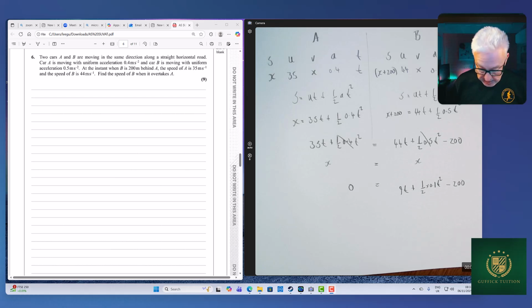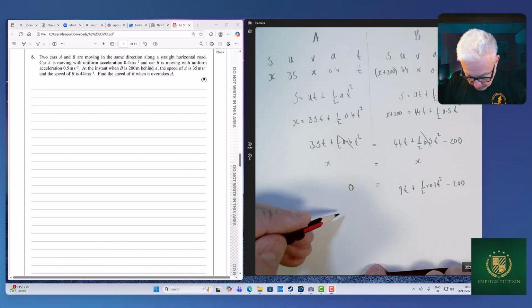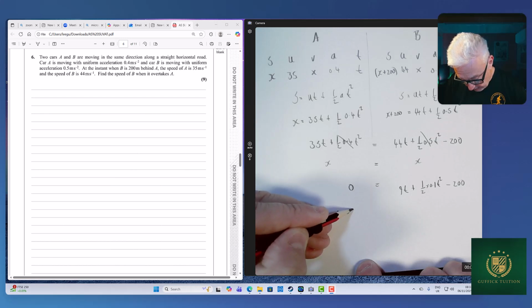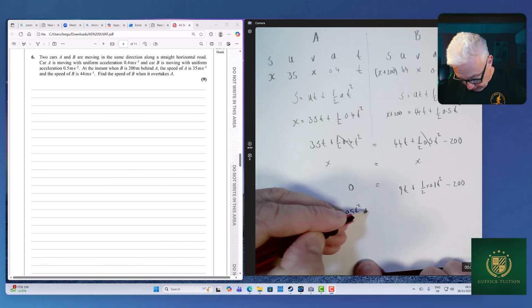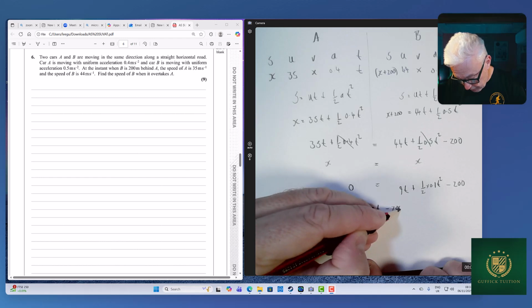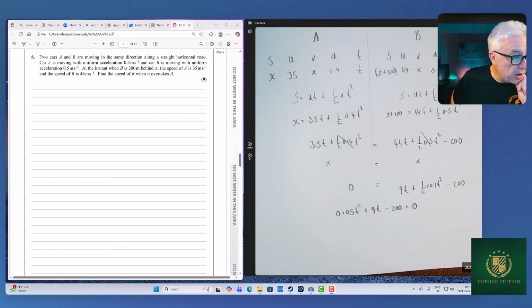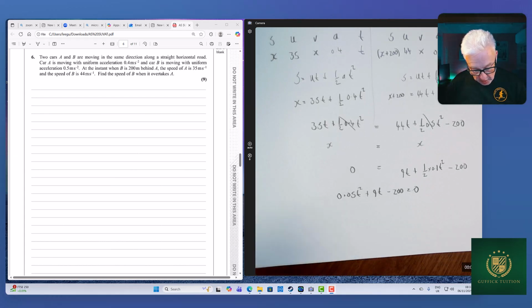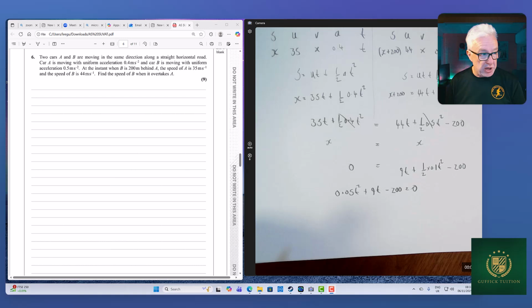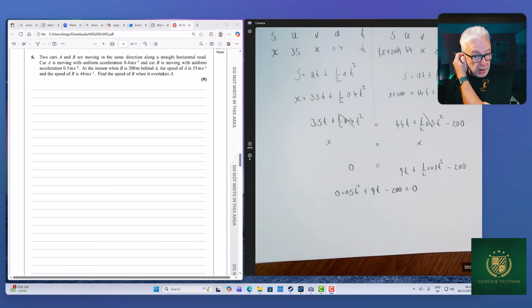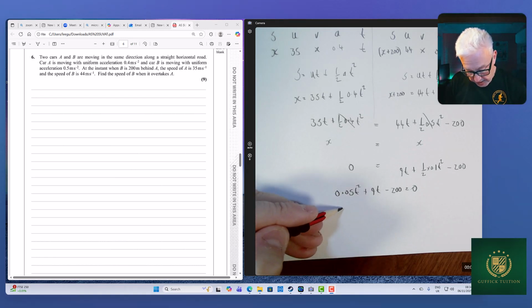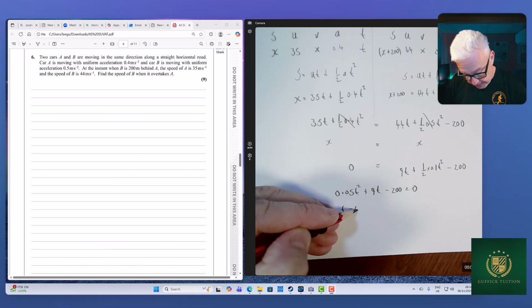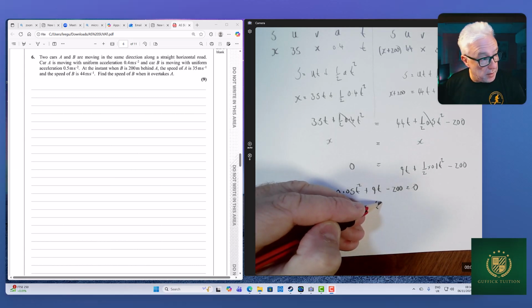So let's see what that's going to give us. That gives us an equation which is 0.05t squared plus 9t minus 200 equals 0. And that's our quadratic. So now we can see if we can factorize that. We could times everything by 20, or we can put that into our calculator, get the solutions, and reverse engineer the brackets. If we pop that into our calculator and solve it, we find that the brackets for this one are (t minus 20) and (t plus 200).